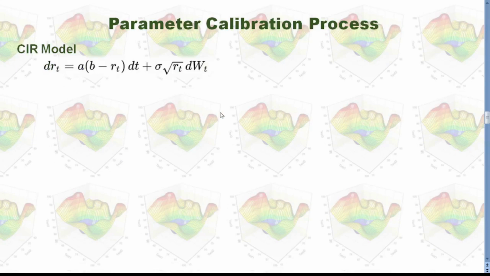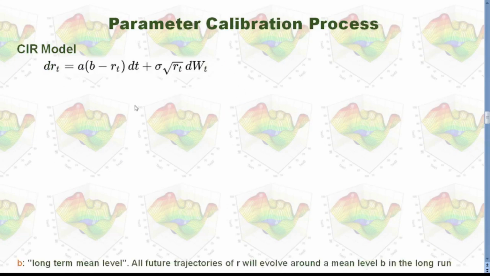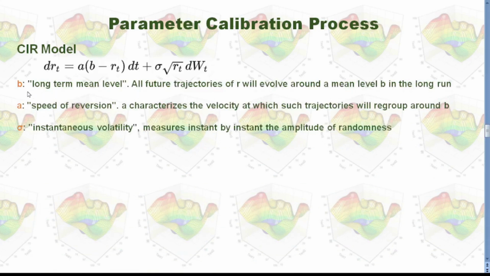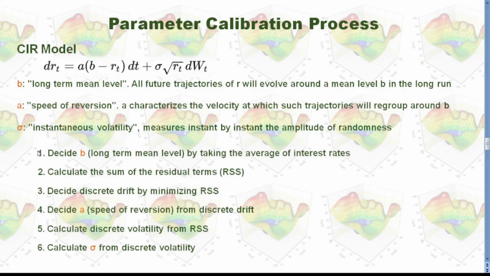I just go through roughly about this calibration process. As you know, we have to decide A, B, and sigma for our calibration. We will go through all those processes to determine all those three parameters. If you want to know how the calibration process works, you can watch the video I mentioned above. Now let's go to the Excel spreadsheet to calibrate our CIR model.